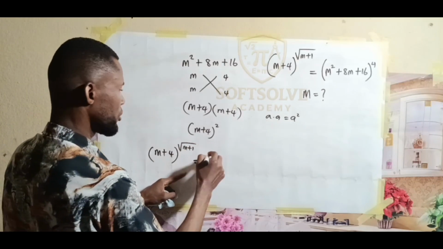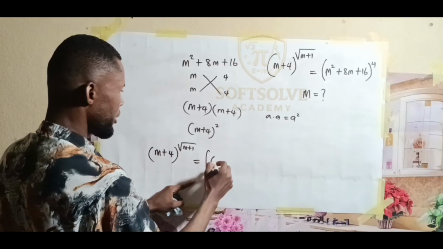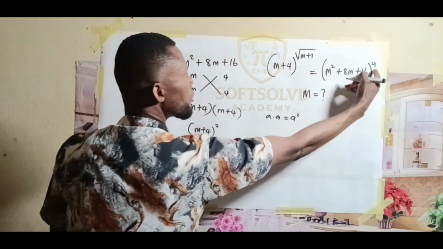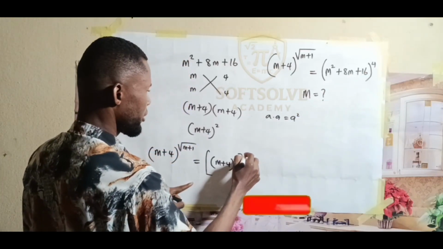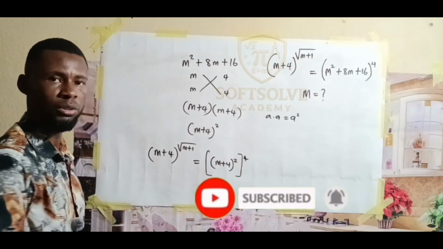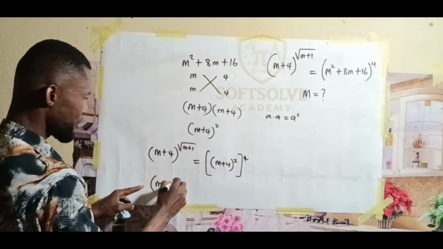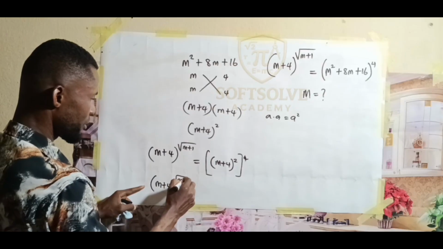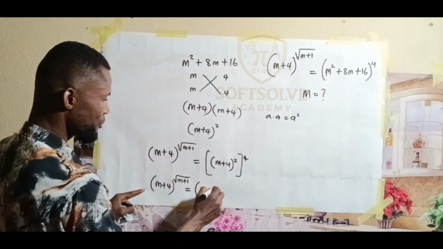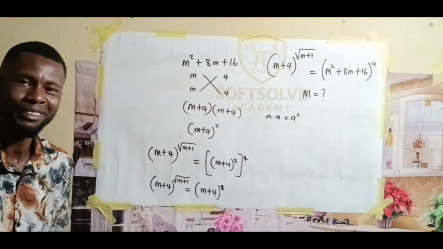And that should be equal to a big bracket of, now this whole thing has been solved already, so I'll put it here: m plus 4 again, all squared, now to the power of 4. Since this is a power and this too is also a power, the two of them can multiply, and then we'll have m plus 4 to the power of the square root of m plus 1. And that should be equal to m plus 4 all to the power of 2 times 4, which is 8. Are you seeing something?